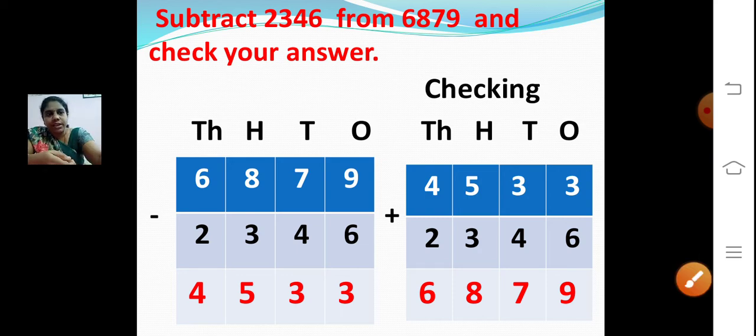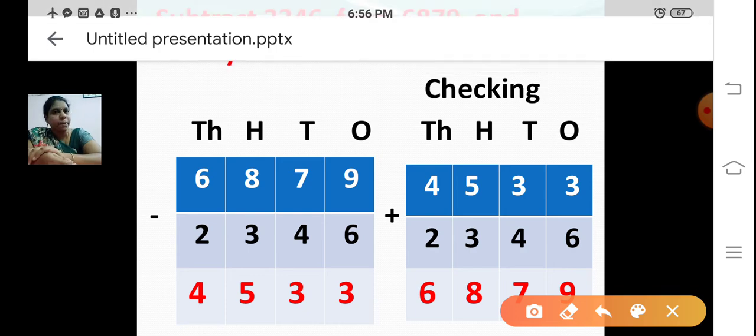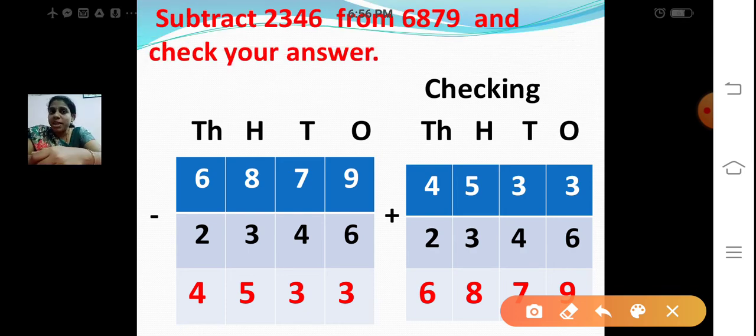So first write the numbers in the exact places. So what number will you write at the top? 2346? No, you are going to write the minuend, the larger one, right? So write 6879 right at the top: 9 in the ones place, 7 in the tens place, 8 in the hundreds place and 6 in the thousands place.